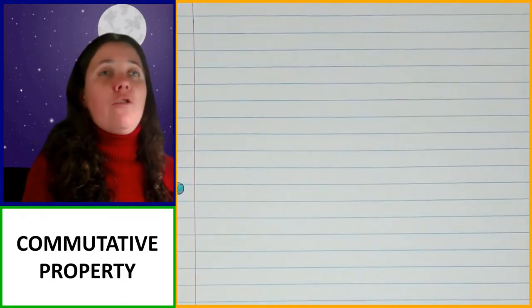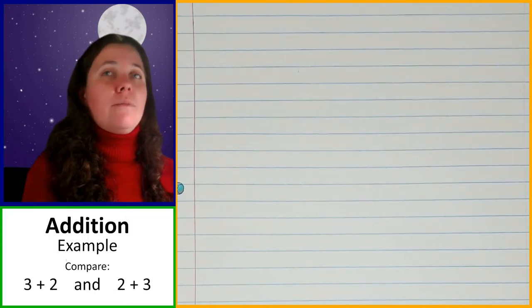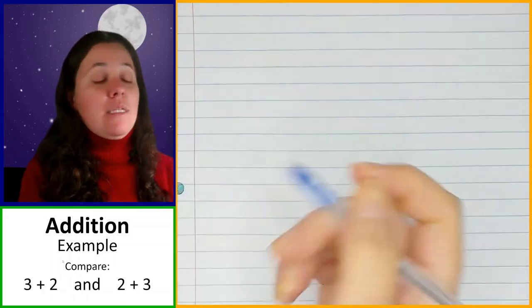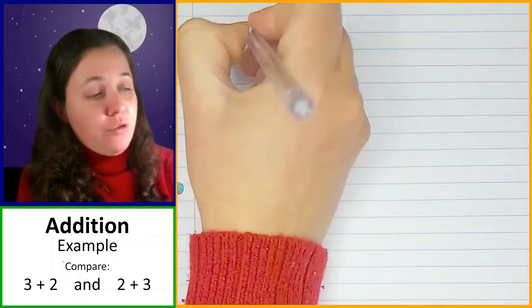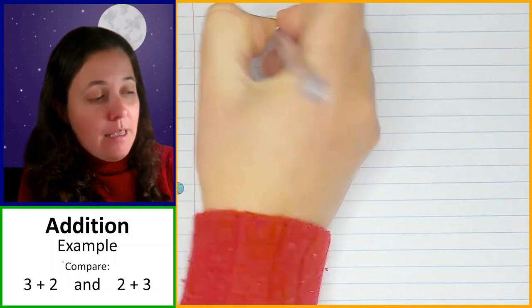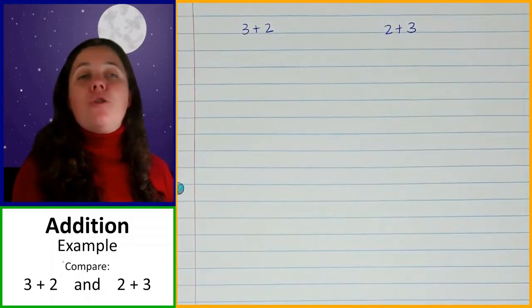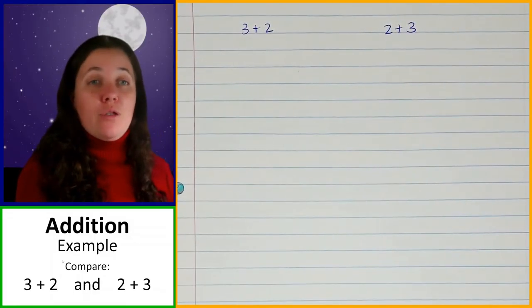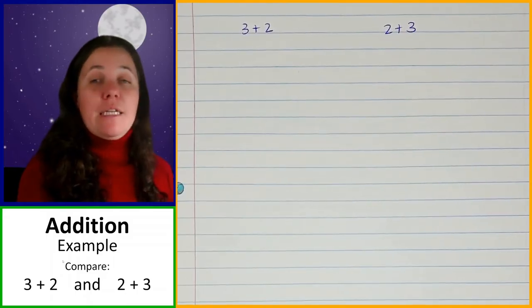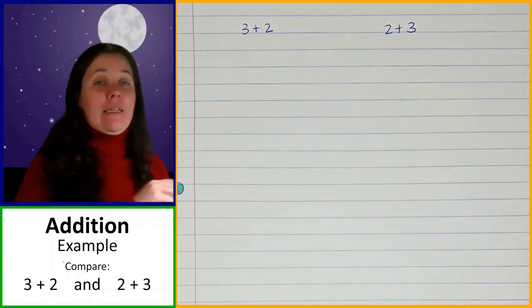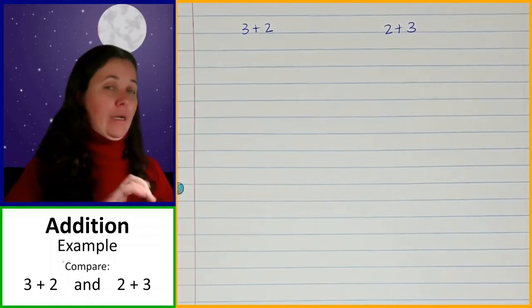So we're going to start off by looking at an example with addition. We're going to compare two statements where we have 3 plus 2 and we have 2 plus 3. Okay, now you probably already know that when you have two different numbers that are being added together, you can add them in any order that you want to. You will still end up getting the same thing. But let's just have a look at it anyway.